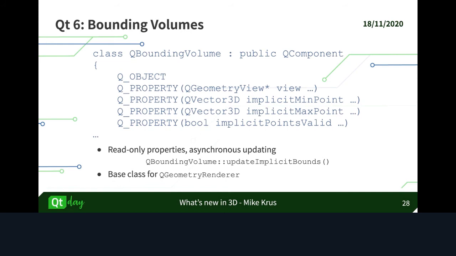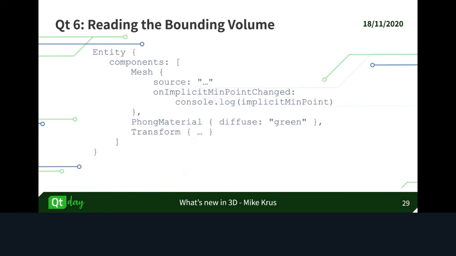Okay. Now this QBoundingVolume is the base class for QGeometryRenderer, which means that if you have a geometry renderer or a mesh which derives from QGeometryRenderer, you can actually query the minimum and the maximum points to get the size of the bounding box around the loaded mesh. So you can load a mesh and get the updated values here in QML. This would happen on the frame after the mesh was actually loaded, to read the values.